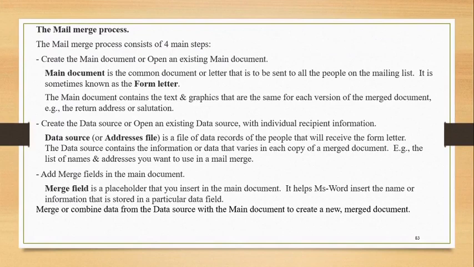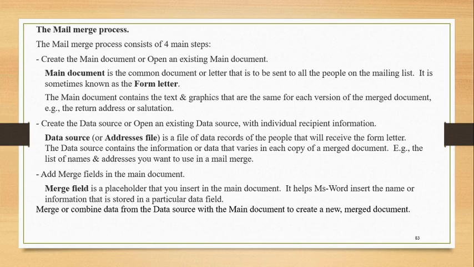Then, the mail merge process. The mail merge process consists of four main steps. Number one, create the main document or open an existing main document. The main document is the common document or letter that is to be sent to all people on the mailing list. It is sometimes known as a form letter. The main document contains the text and graphics that are the same for each version of the merged document, e.g. the return address or salutation.